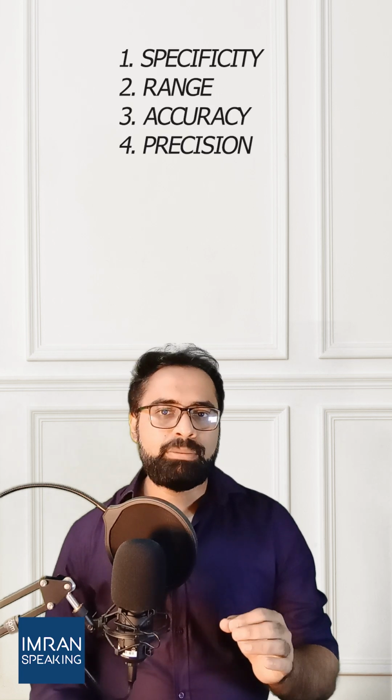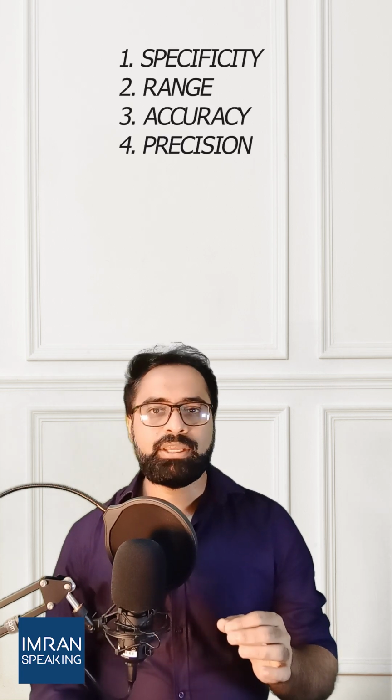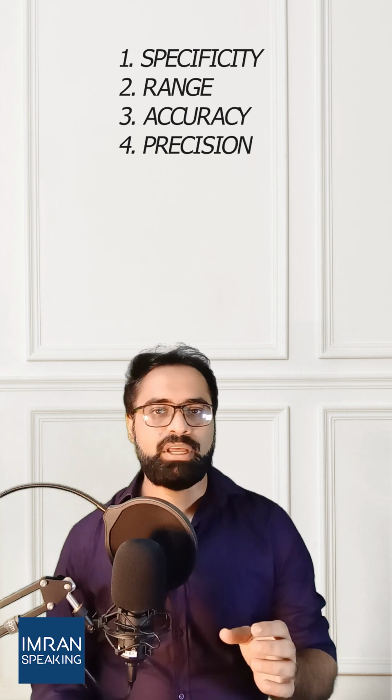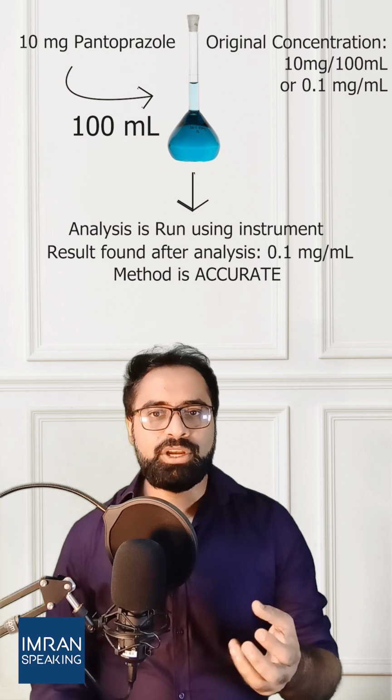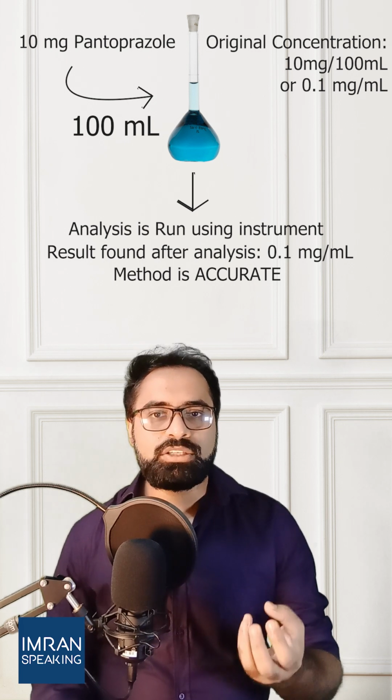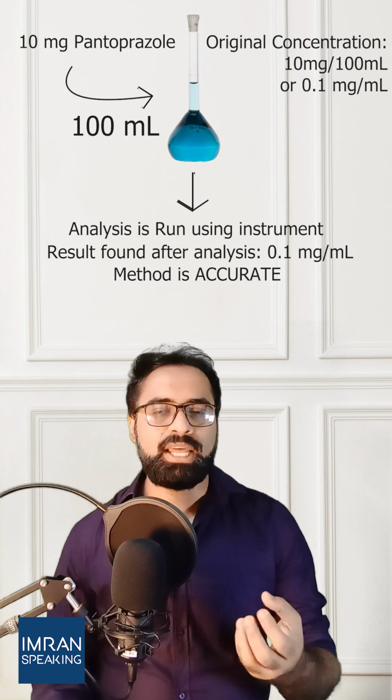Accuracy is the most pivotal parameter of method validation and can be said to be the heart of method validation. Accuracy is the ability of an analytical method to determine the true content of an analyte in any analysis.